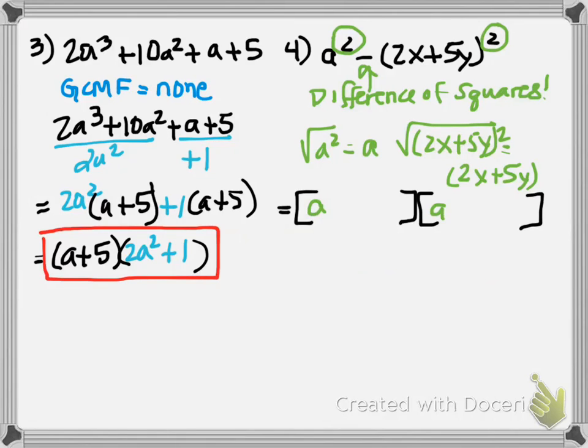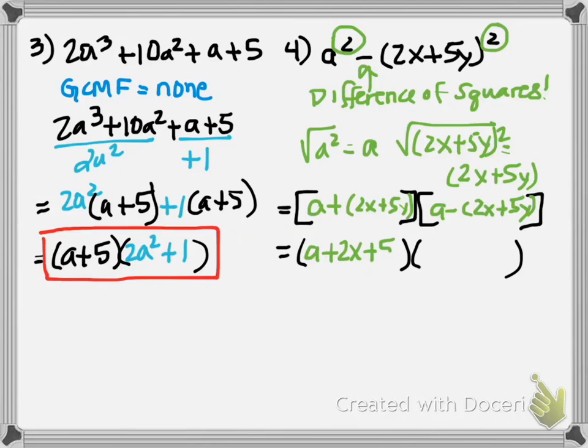So a's in front, the quantity 2x plus 5y in the back, and I have one sum and I have one difference. At this point, the only thing I need to do is get rid of the brackets, so I'm just going to distribute to do that. When I distribute a positive, nothing changes, so I get plus 2x plus 5y. But in the second one, when I distribute a negative, I get minus 2x minus 5y.